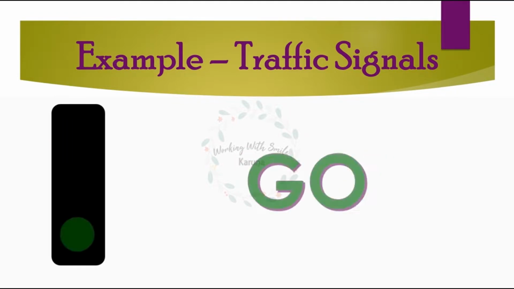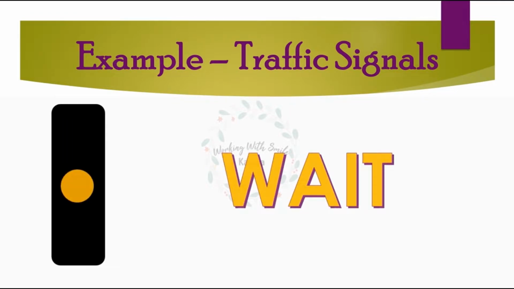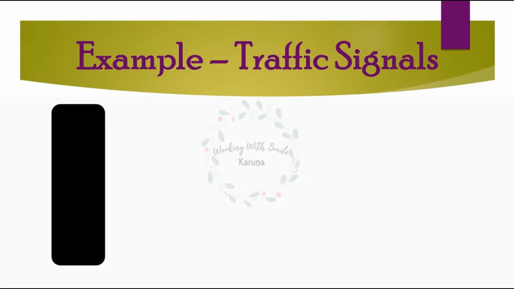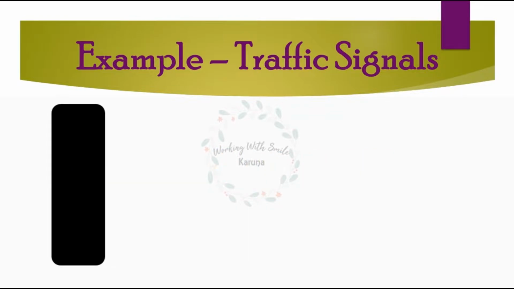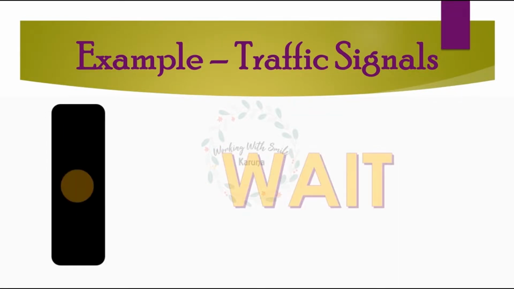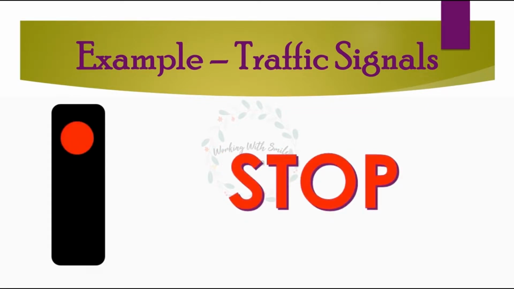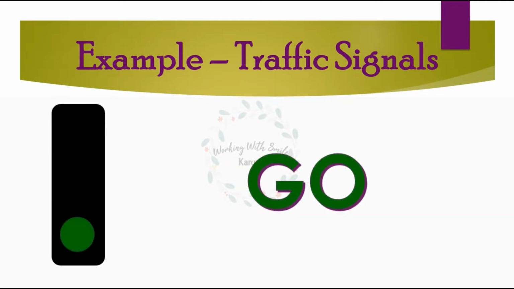You decide whether to go, wait, or stop depending on the color of the light. So, the interpretation of the color gives you a signal to act accordingly. Let's proceed towards writing conditions in Python.